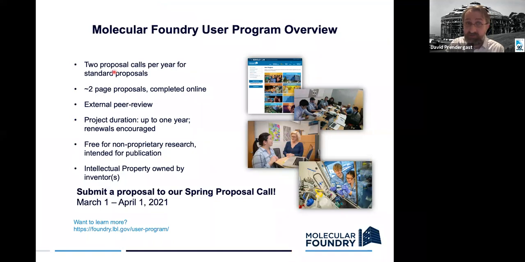Our user program has 2 proposal calls per year. Anyone can apply. They're pretty short proposals. They're only 2 pages. They're externally reviewed. Typically, a project is expected to last up to 1 year, but we encourage people to renew their projects. And if it's non-proprietary, meaning you intend to publish the work, then it's free. And if you invent something, that's also owned by you. And so, yeah, our next call, if you're interested, is at the beginning of March and closes in April. And then the next call will be 6 months after that again.